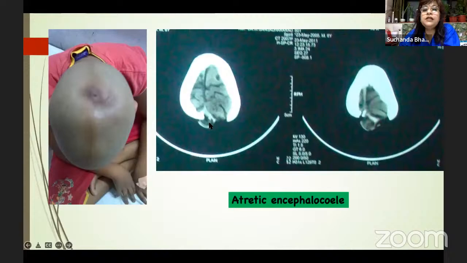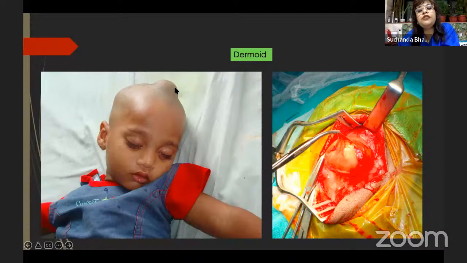And this is a case of a dermoid, which is seen in the midline, and you have to be very careful. They are not very difficult surgeries, but you have to be careful that you do not injure the sagittal sinus, which remains just beneath the dermoid. And usually once taken out, they remain well. But if not taken out, sometimes they will end up with meningitis.